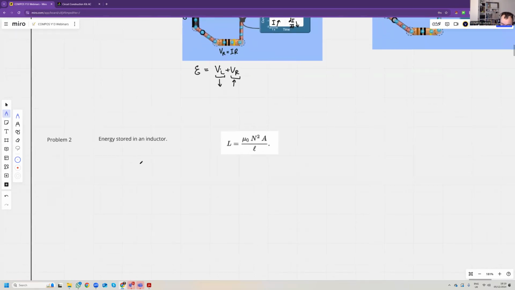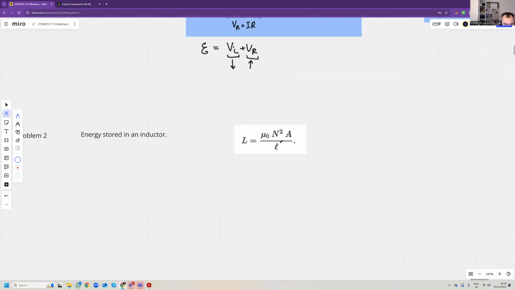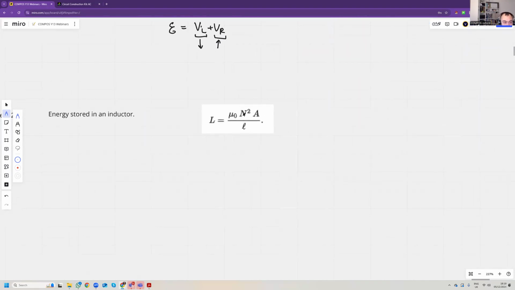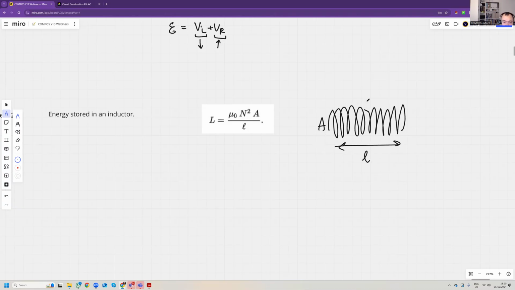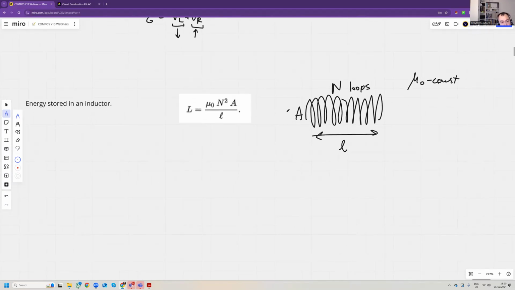Now, just for reference, the inductance of a solenoid is mu0 times the number of loops squared times the area of the loop divided by the length. So you have a solenoid, you have the cross-sectional area, you have the length L, and N is the number of turns of loops, and mu0 is a constant. Right, so you can work out the inductance of a solenoid.